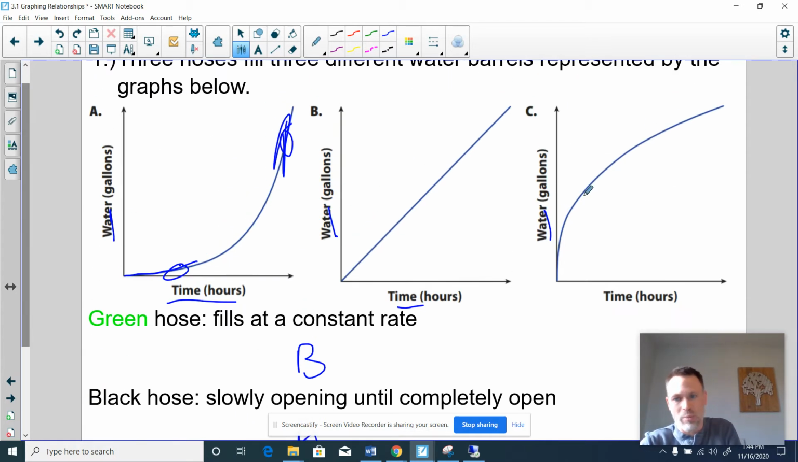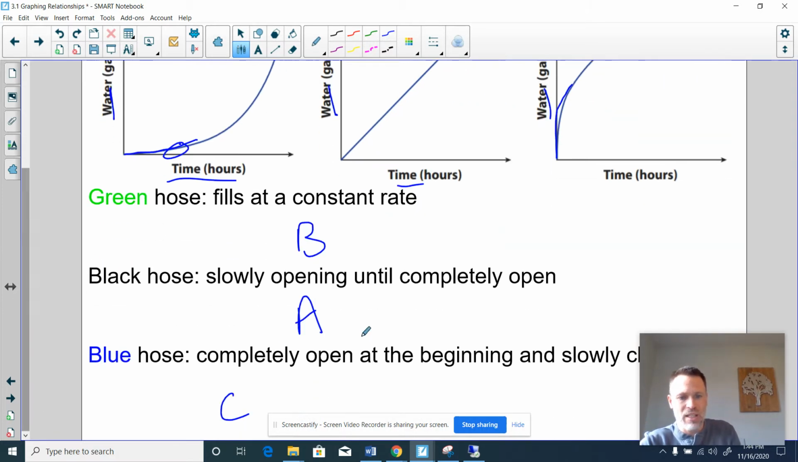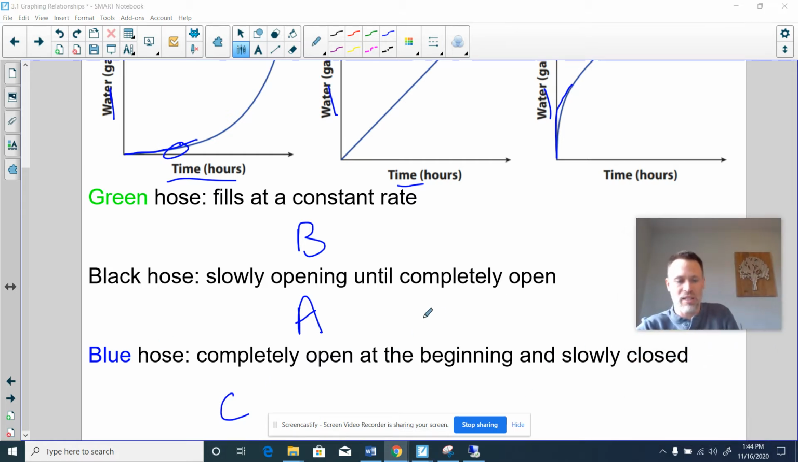If I'm going to interpret this graph and say, wow, it was really filling fast, and then towards the end, it tapered off a little bit. And C says completely open at the beginning and slowly closing. So that does make sense with graph C.